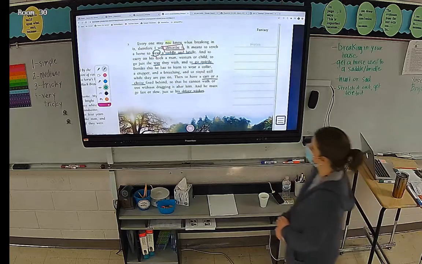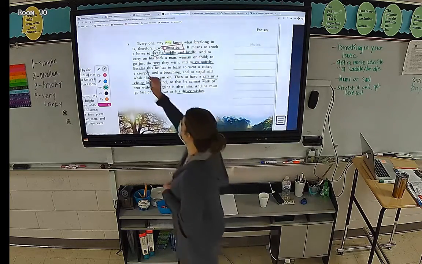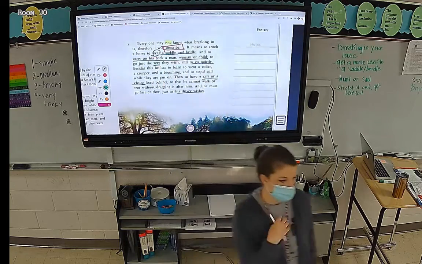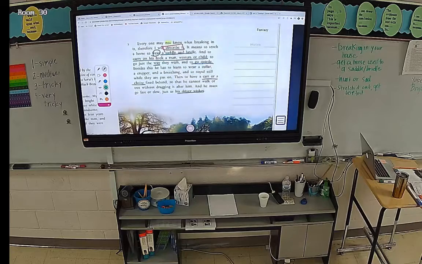Yes, Wyatt. And to carry on his back a man, woman, or child. Okay, so again, imagining that driver, if they're carrying something on their back, if they're carrying a man or a woman or a child, that would be the driver, the person they're carrying. Travis?